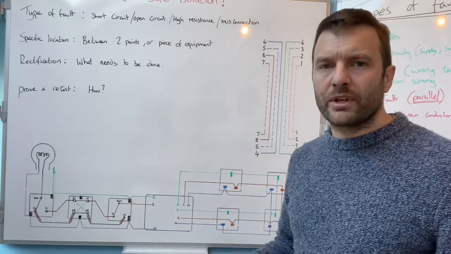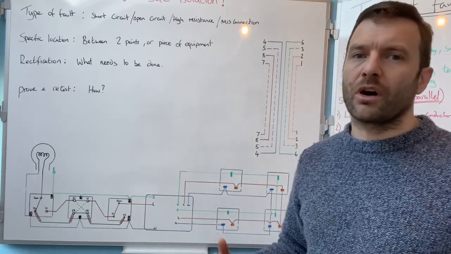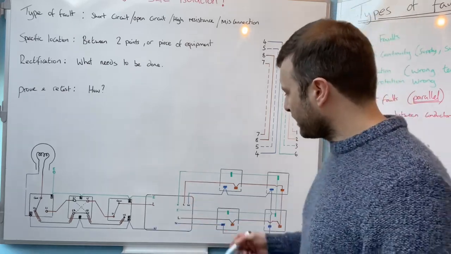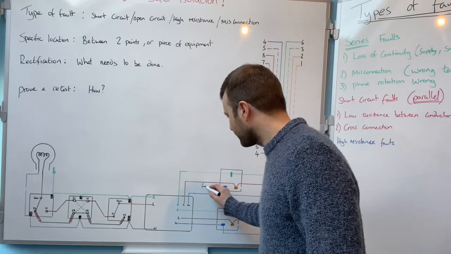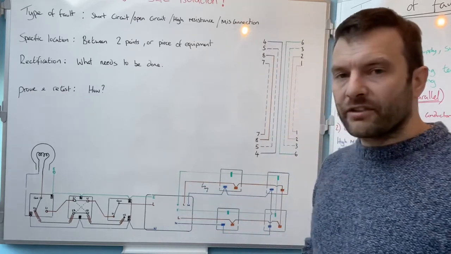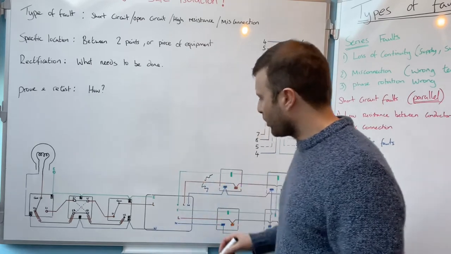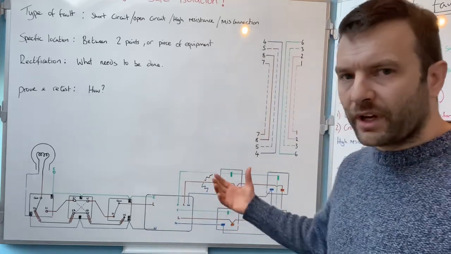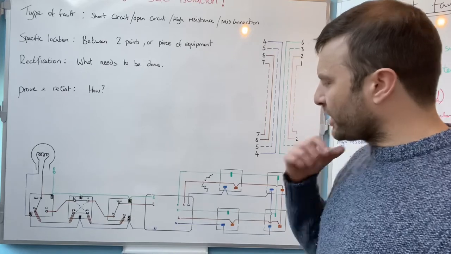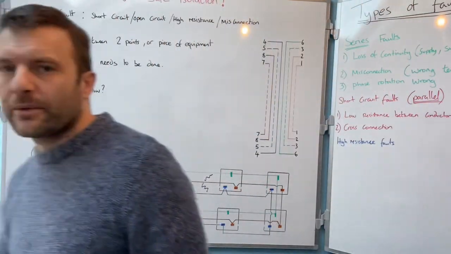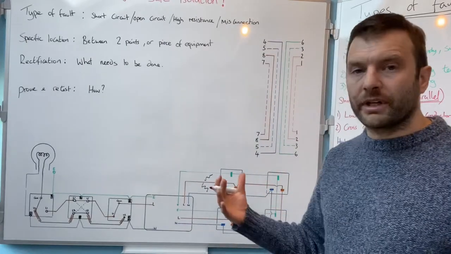The MCB or the RCBO is tripping out regardless of whatever's plugged into it. Okay, that says to me that I've got a fault either between live and neutral or between live and earth on a cable. At which point you then need to tell your company where the fault's between.